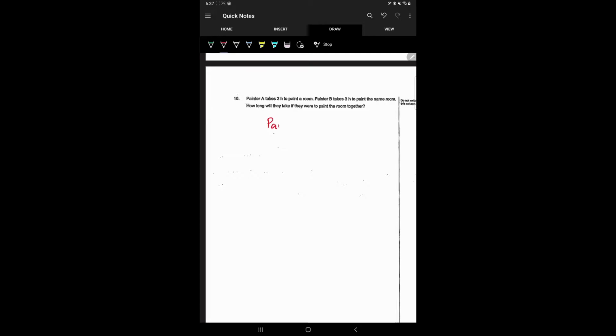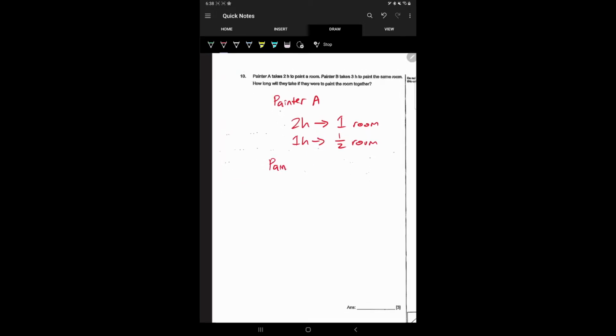So for painter A, he takes 2 hours for 1 room. So in 1 hour's time, he will be done with half the room. For painter B, he takes 3 hours for 1 room. So in 1 hour's time, he will be done with 1/3 of the room.